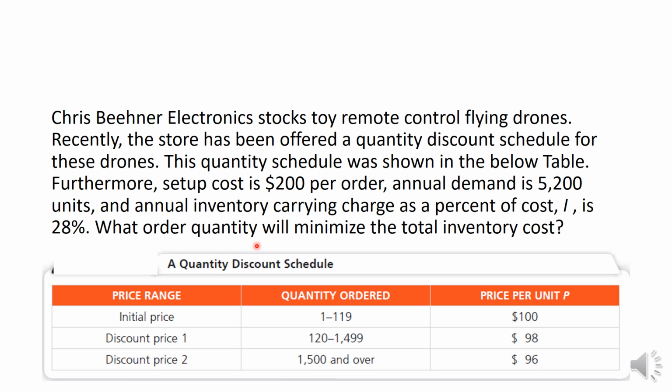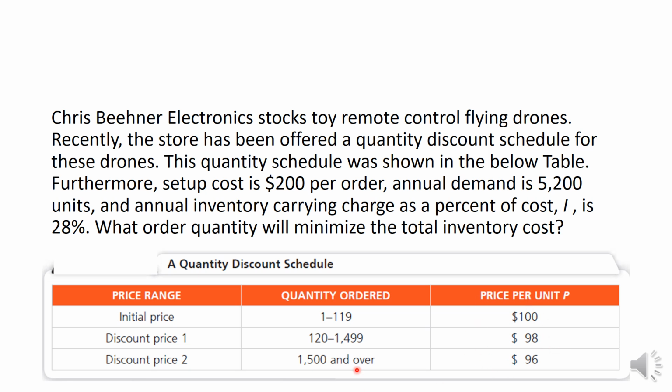So we have been given the setup cost, that is S 200, annual demand, that is capital D 5200. The annual inventory carrying charge as a percentage of cost is I is 28%. You may take it 0.28 in the formula, and with that you go with the EOQ.